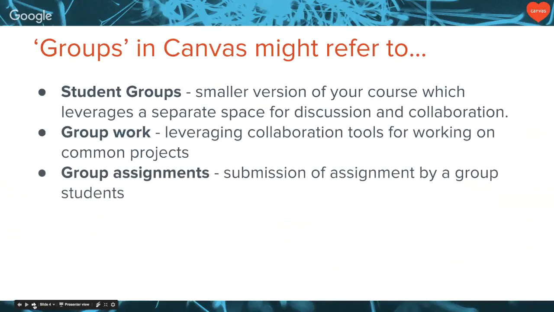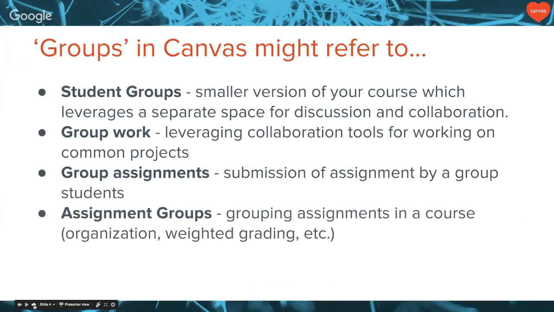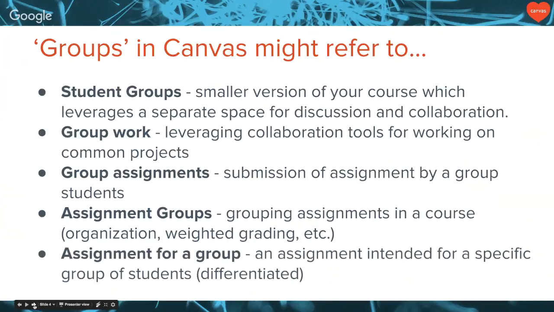It may mean group assignment, which in Canvas equates to submission of an assignment by a group of students. It may mean assignment groups, where you're grouping assignments in a course for the purposes of organization and weighted grading and things like that. Or it could mean assignments for a group. In this case, we're talking about groups, but it's effectively differentiated assignments.